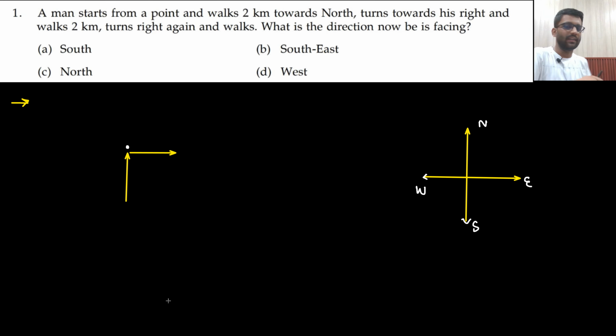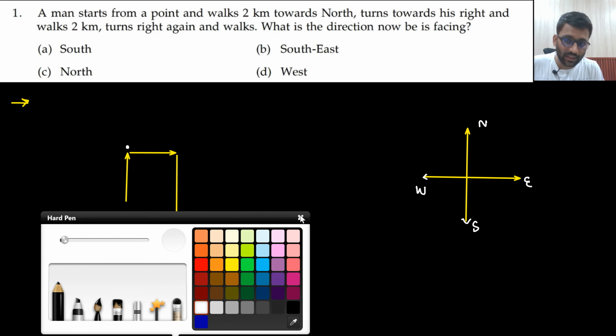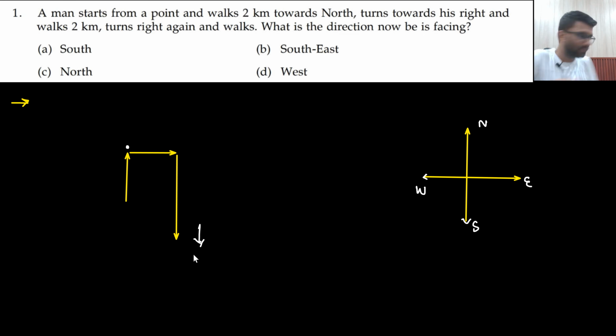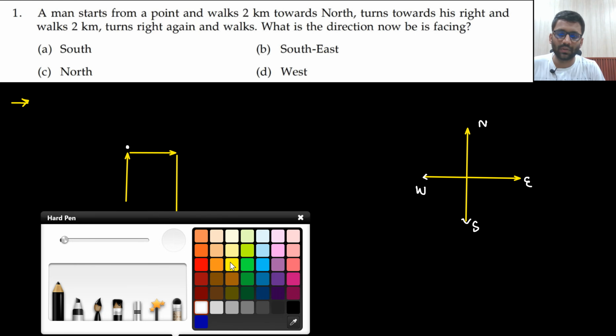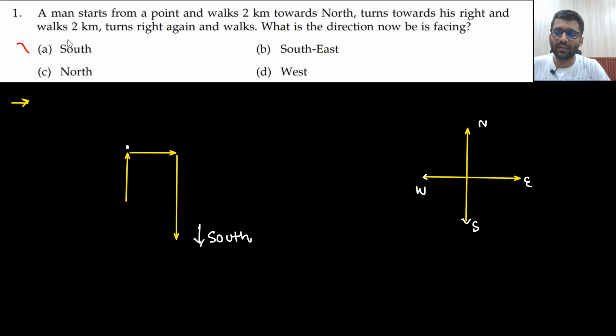Now again he turns right. So he is looking in this manner, his right will be this side. So again he walks in this direction. Again he turns right and walks in this direction. So in which direction will he be facing now? He is facing in the downward direction. His face is here. If this was north, then this is south. So the answer is south. Yes or no? Very easy, right? These kinds of questions are asked only.